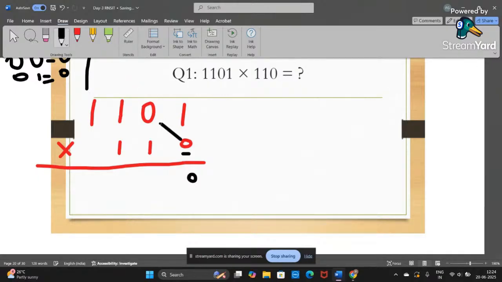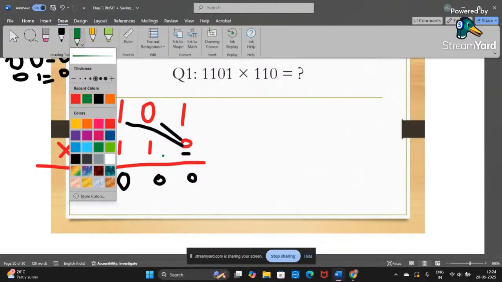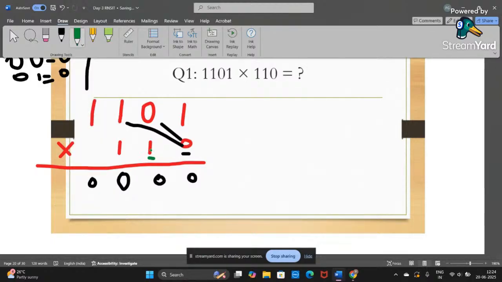Then 1 into 0, it is 0. 0 into 1, it is 0. Again 0 with 1, it is 0. Now we are done with this 0. Now let us take 1. You have to multiply all the numbers with this 1. But you have to leave the space here, like normal multiplication, what we do with the decimal number.